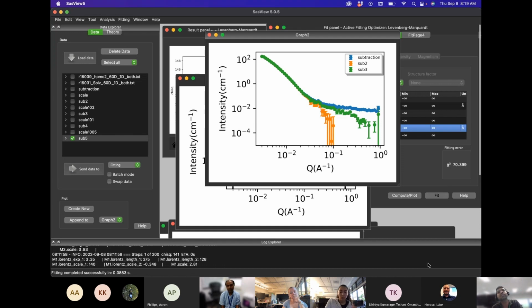I think the green curve is more reasonable to fit the small angle data too. Okay, thank you. That's only my experience.